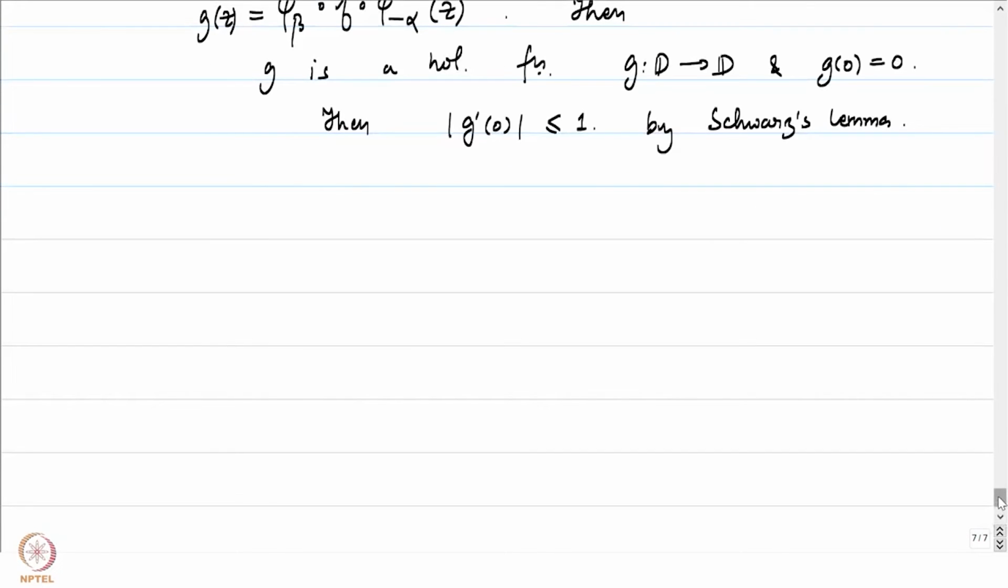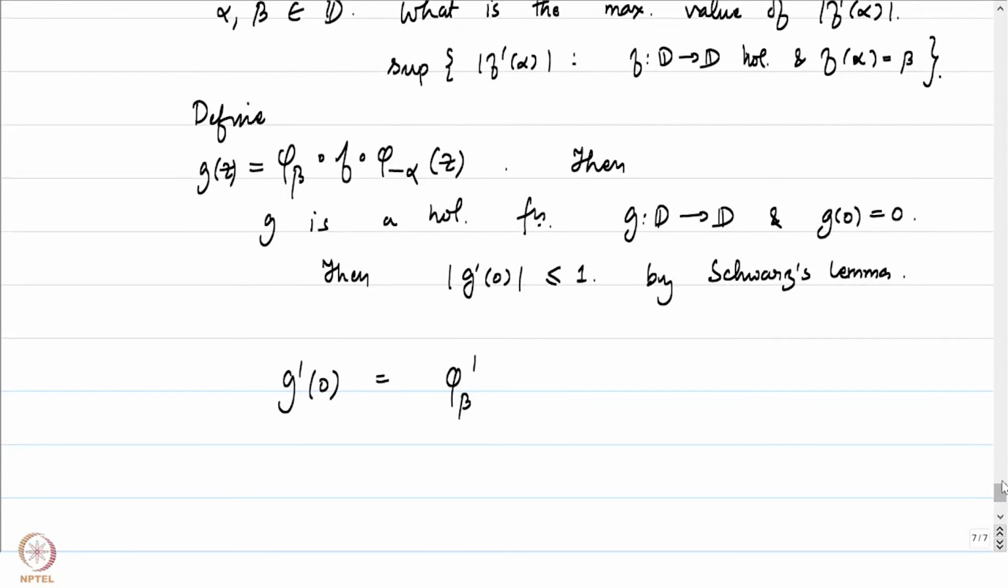But what does that mean? What is g prime of 0? g prime of 0 is just equal to phi beta prime by the chain rule. What was g, by the way? g was phi beta composed with f composed with phi minus alpha.